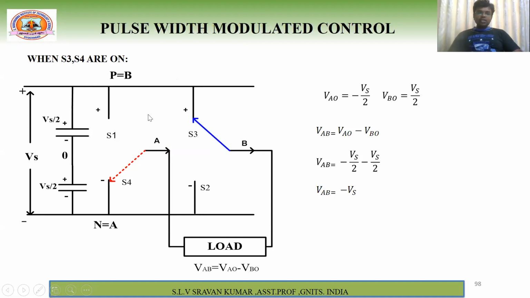So now, what is pole voltage VBO? First we will go for VBO. That means the voltage between point B and O. What is the voltage here? Vs by 2. Right. Next, VAO, the voltage between A and O. What is the polarity here? Minus. Minus is connected to A. That's why it is minus Vs by 2. Therefore, again, VAB is equal to VAO minus VBO, which is equal to minus Vs by 2 minus Vs by 2, which is equal to minus Vs. I told you we have already discussed this previously, but in terms of pole voltage we didn't discuss. So this pole voltage concept is required. That's why I'm discussing.